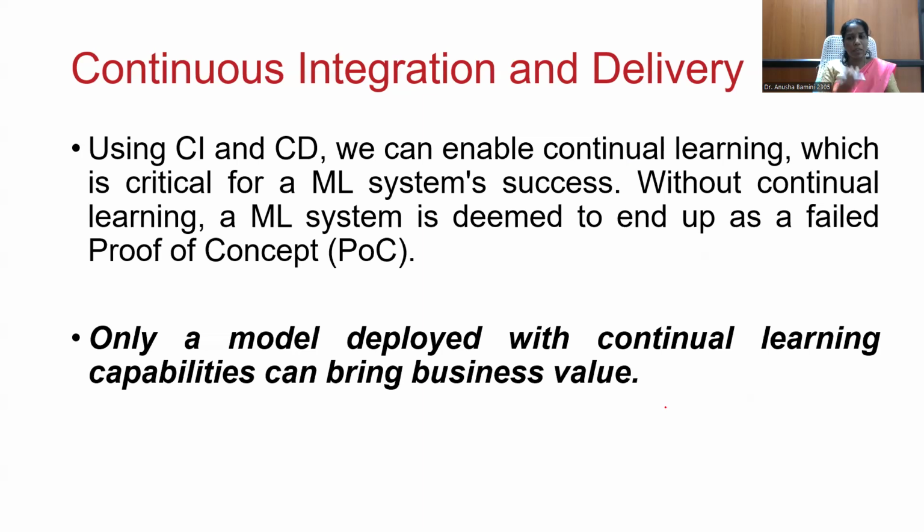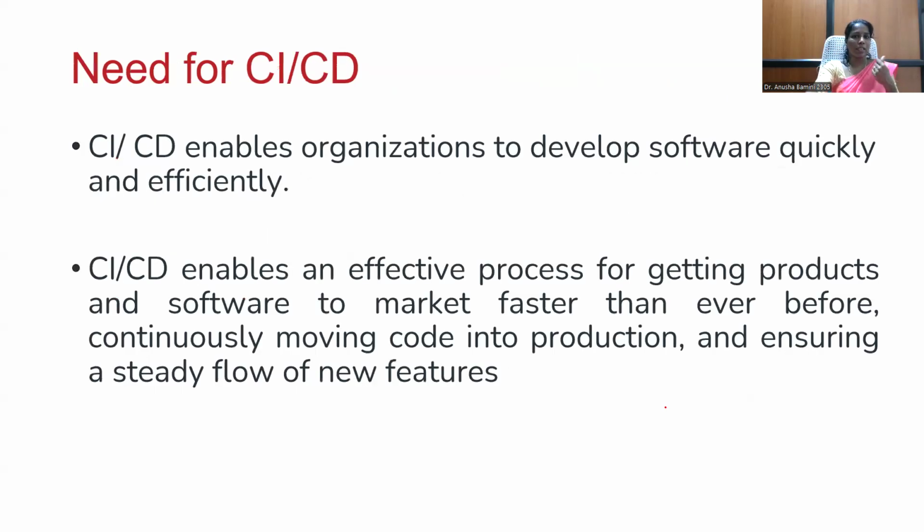If you are developing a new version of an app or a new app, and there is no update and no versions, nobody would try to use that application. So we must have a version based on current trends and current changes. The model should be updatable, so continual learning is mandatory. If there is continual learning in the model, then only that model can gain business value. This is the major thing in continuous integration.